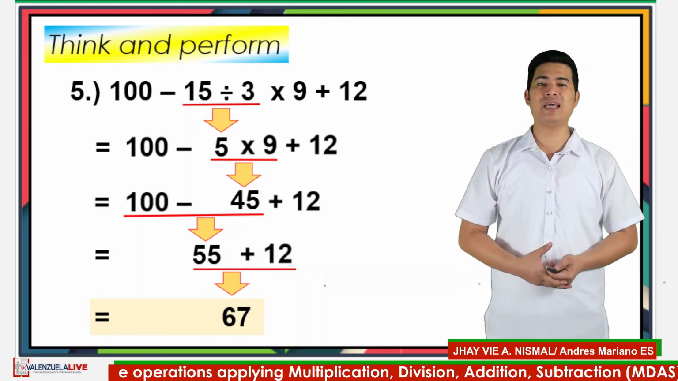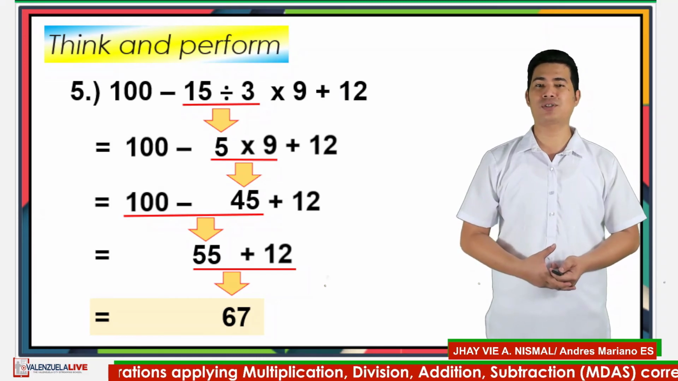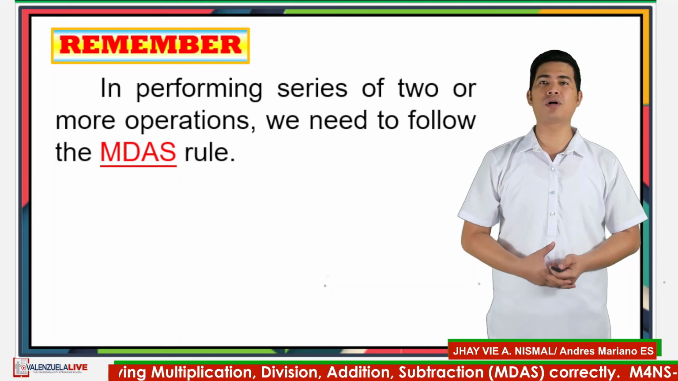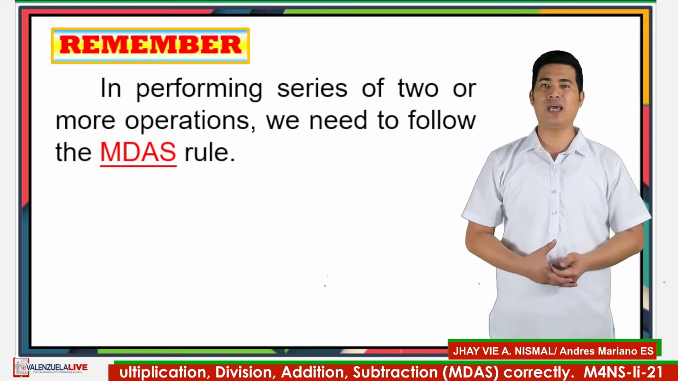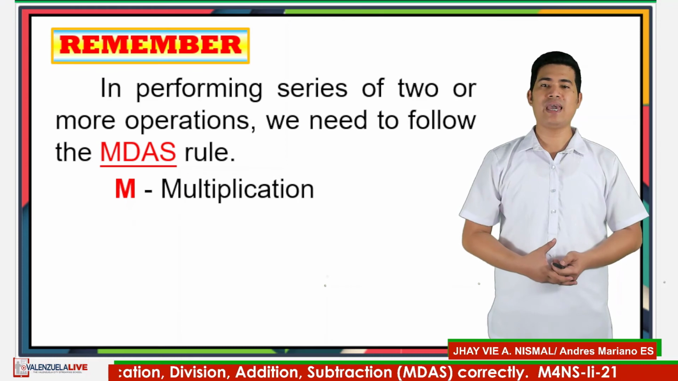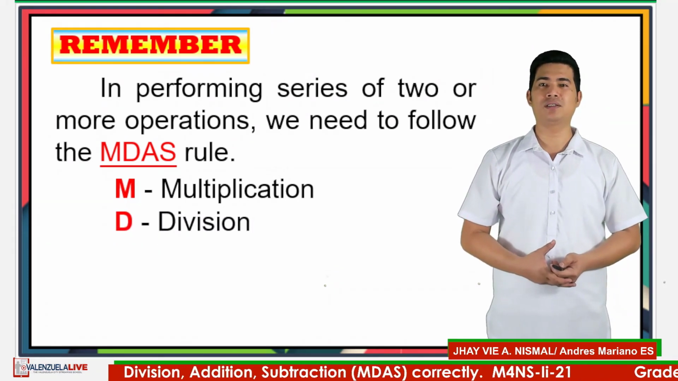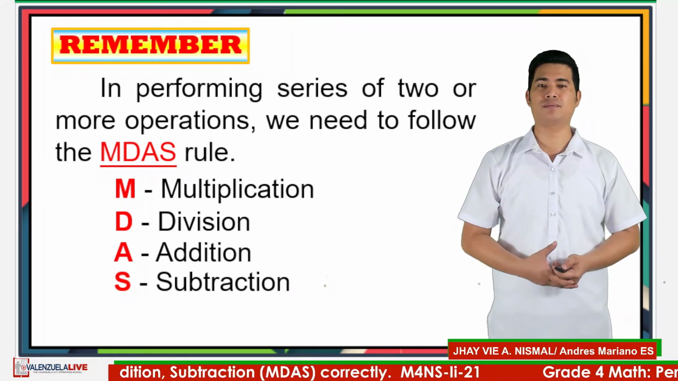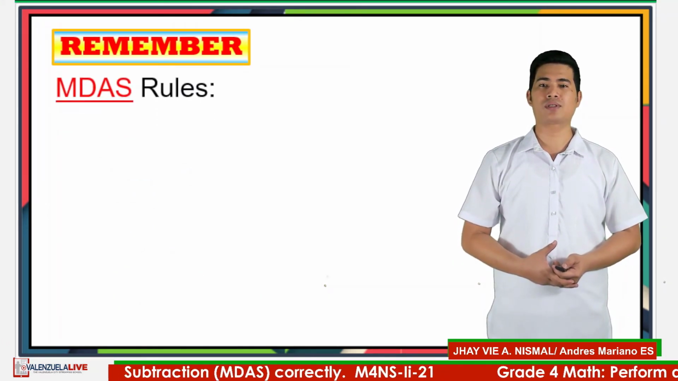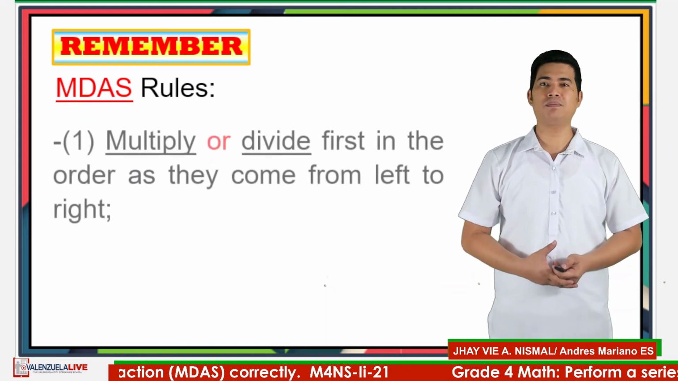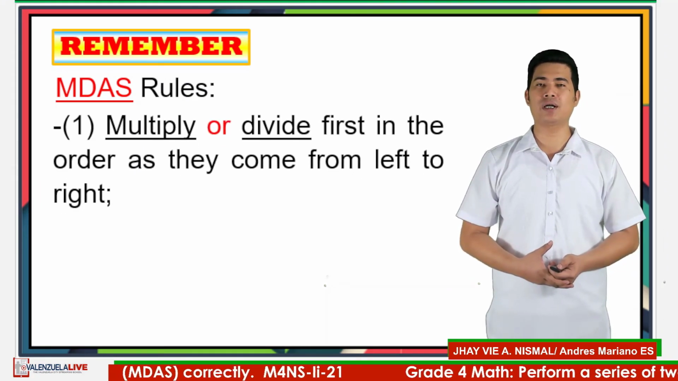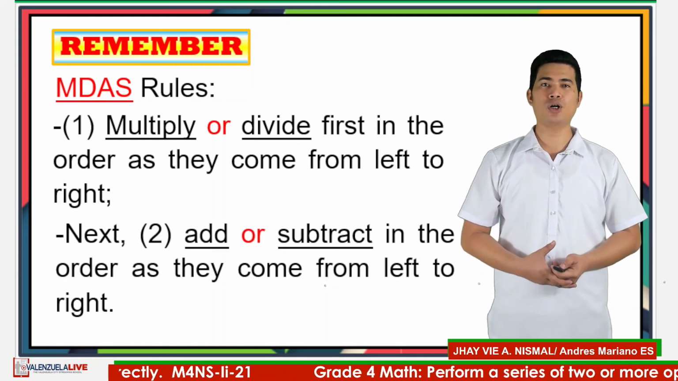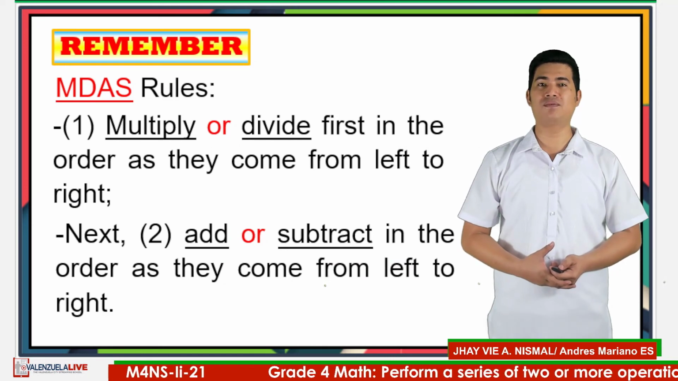Now, to sum up today's lesson, here are some points to remember. In performing series of 2 or more operations, we need to follow the MDAS rule. M stands for multiplication, D for division, A for addition, and S for subtraction. MDAS rule says multiply or divide first in the order as they come from left to right. Next, add or subtract in the order as they come from left to right.